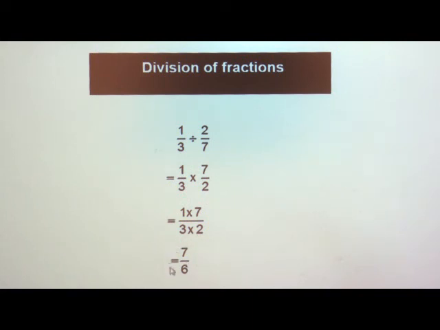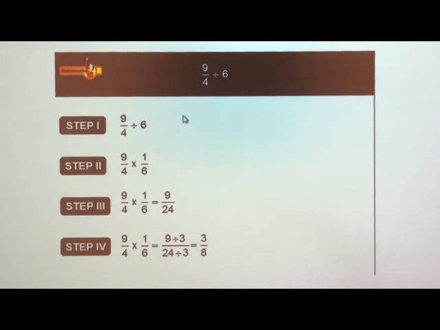If it is possible to simplify or reduce, we have to reduce, but it is not possible here. So we write 7 upon 6. This is one example; when we see some more examples, it will be easier to understand. One more example we will see is 9 upon 4 divided by 6. In the previous example there were two fractions. Here one fraction will be divided by a whole number, that is 9 upon 4 divided by 6.